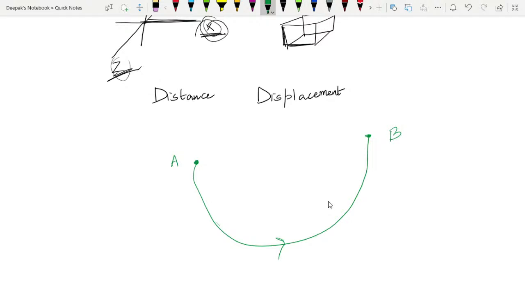What is displacement? Displacement is the shortest distance from the initial to the final position. Which is the initial position in this case? This is the initial position, right? This is the final position here, right? So shortest distance between these two, right? So what will be the distance between these two? This here is displacement.